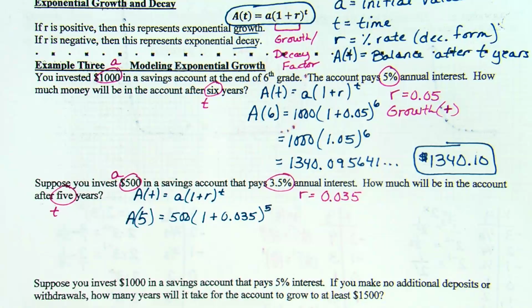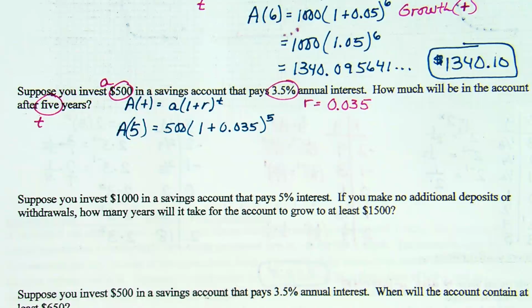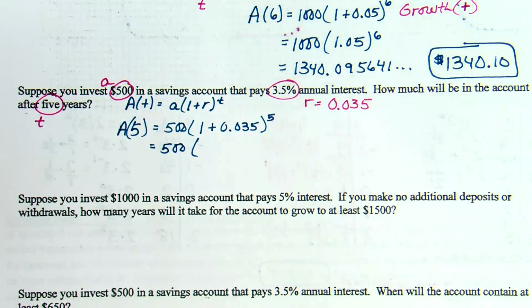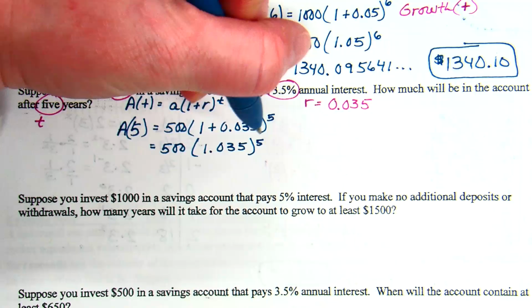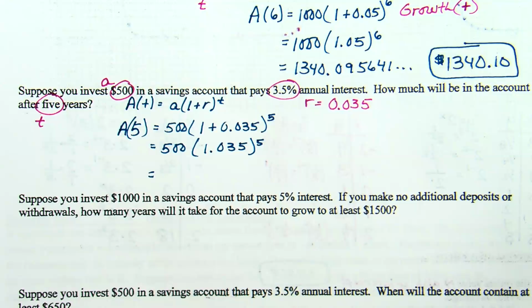Now, if you haven't tried these on the calculator before, now would be a good time to practice, which is why I asked you to have a calculator at your side. You can enter this whole thing into the calculator as is. The one thing I would do is I would go ahead and clean it up because 1 plus 0.035 is 1.035 raised to the 5th. But I would just do that whole piece on the calculator as is.